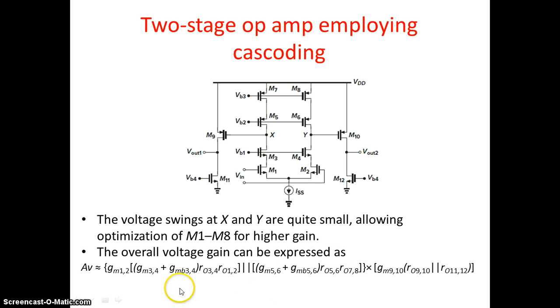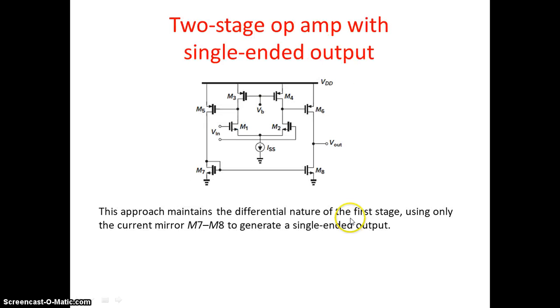These things we have already discussed. Then the gain produced from the common source amplifier. This is the output stage, so we need to take gm9 or gm10 times the resistance of 9 or 10 in parallel with 11, 12. This is going to produce the overall voltage gain. If I use this circuit, we are going to get a high gain as well as a high output voltage swing.